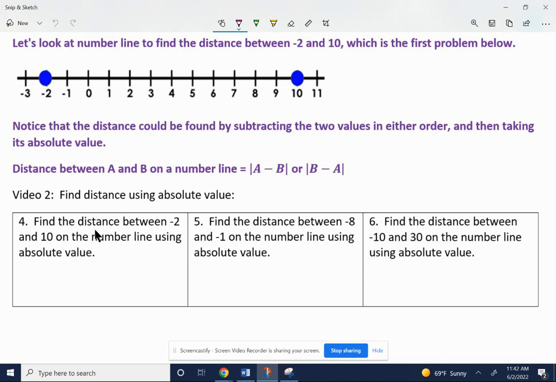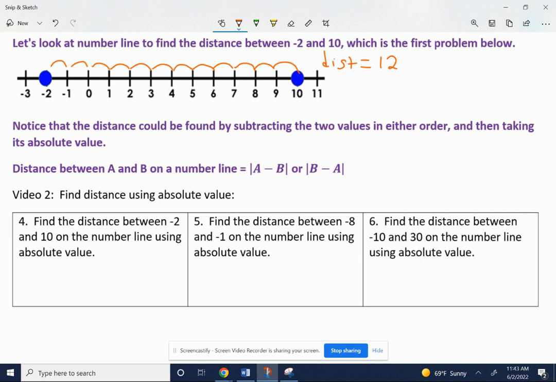The first problem that you're going to have is find the distance between -2 and 10 on a number line, using absolute value, and that's what we're going to get to, the shortcut. But first, let's look at this problem. Let's look at a number line, and let's think about the distance between -2 and 10. If I want to find the distance, I'm just going to count spaces between them. So far I have 3, 4, 5, 6, 7, 8, 9, 10, 11, 12. So my distance is 12.